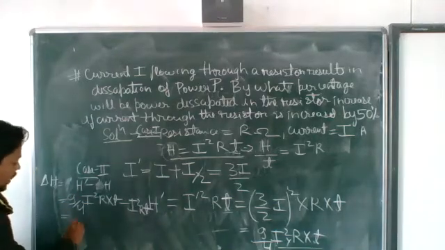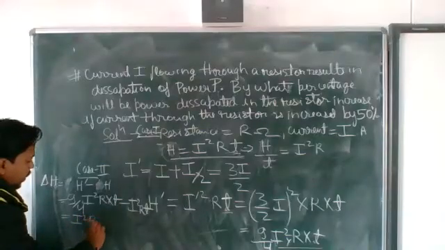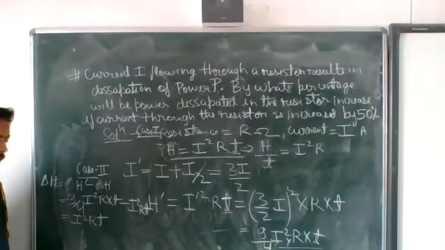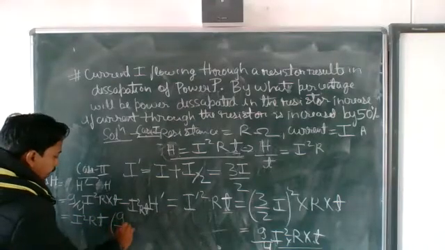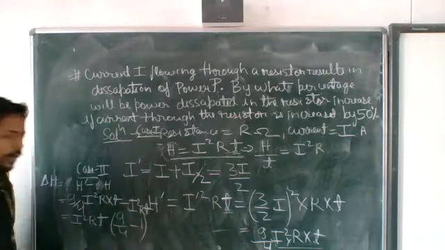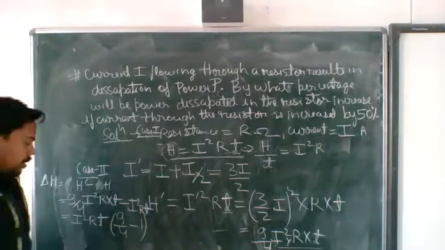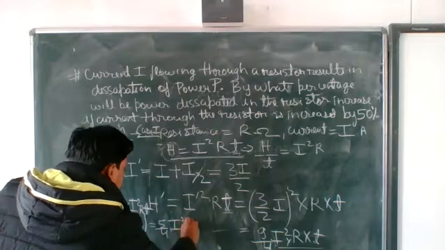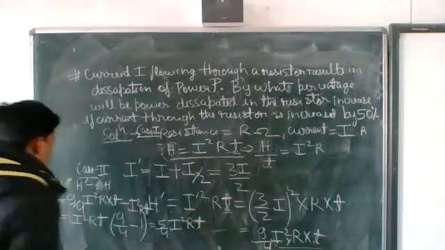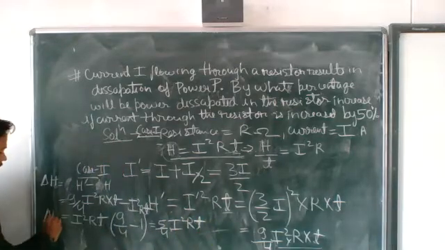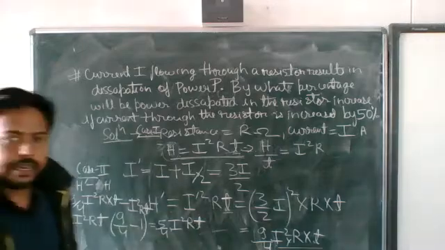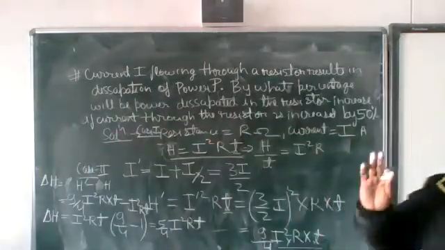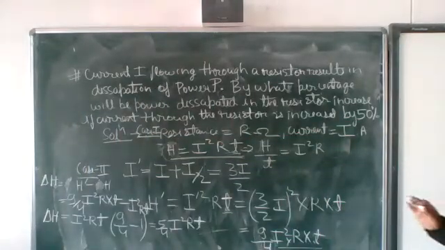So I square R into T we can take common. So what will happen inside? 9 upon 4 minus 1. This will come out to be 5 upon 4 into I square R into T. So this is the increment in the heat which we are getting. Everyone is understanding what is going on?